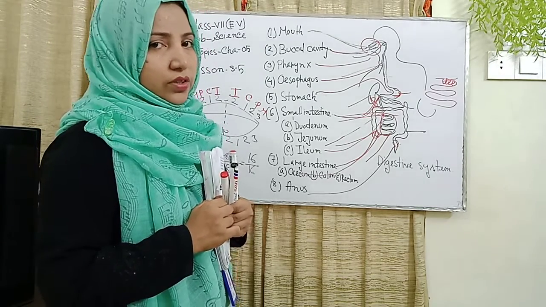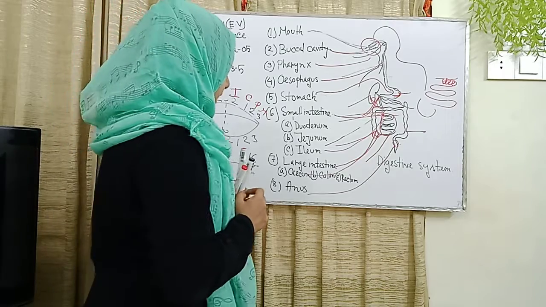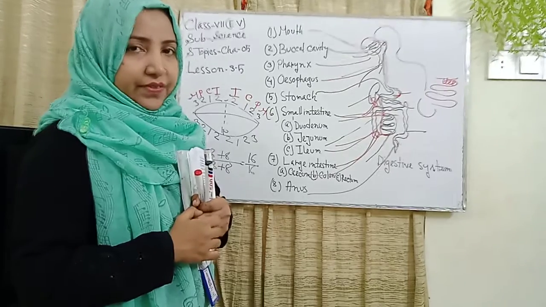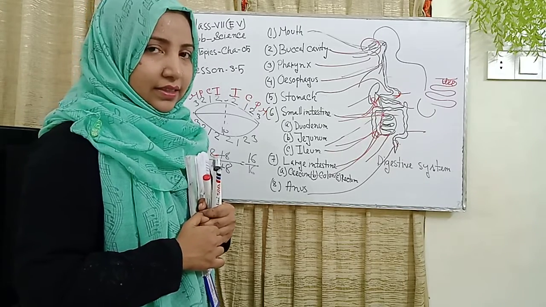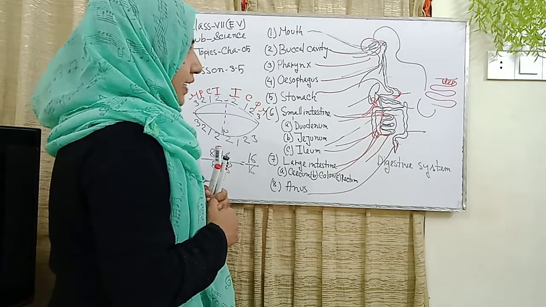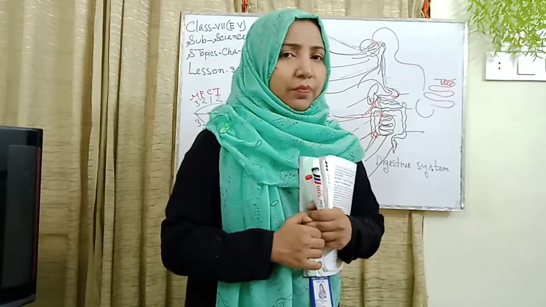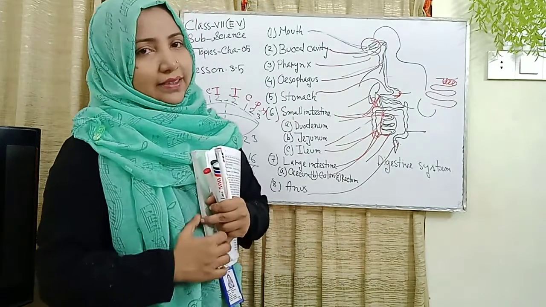unabsorbable foods are deposited there. First is the cecum, second is the colon, and third is the rectum. And the last structure or part of the digestive system is the anus.